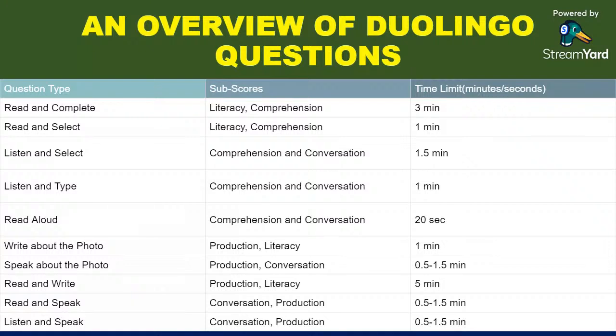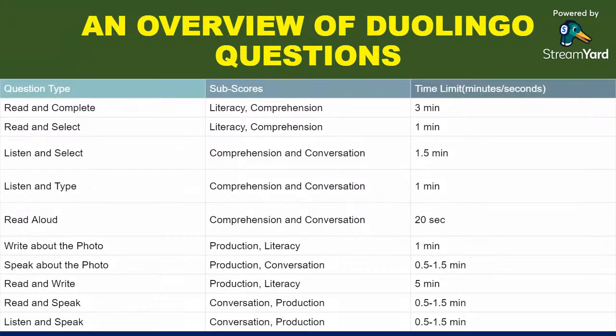Then you have read and select. The subscores are literacy and comprehension, and the time limit is 1 minute. Listen and select. Subscores, comprehension and conversation, time limit 1.5 minutes. Listen and type is meant to test your comprehension and conversation skills, and the time limit is 1 minute. Read aloud. The subscores are comprehension and conversation, time allowed 20 seconds.